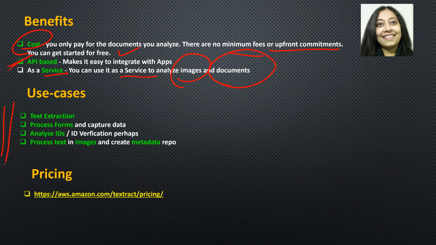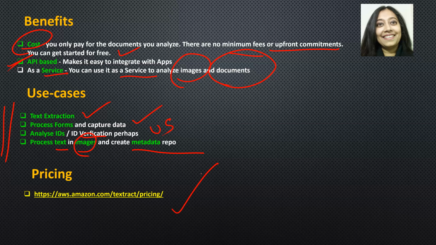Use cases, I think these are also pretty obvious. We saw text extraction, processing forms and capturing data, analyzing IDs, right? These are only US IDs, and maybe possibly verification sometime in the future. It can process text and images, and you can certainly leverage the data that it has extracted out to create a metadata repo. So straightforward use cases. Now let's look at its pricing, right?